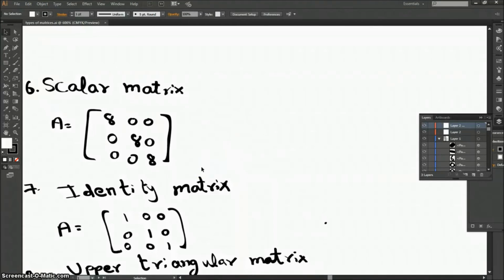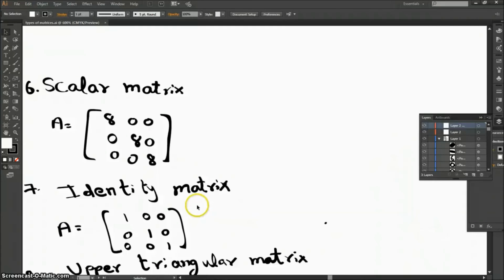Scalar matrix. A diagonal matrix whose diagonal elements are all equal is called a scalar matrix. Now look at this example A. It has to be a square matrix. What is the order? 3 by 3. Then look at the diagonal elements. These are diagonal elements. All diagonal elements are the same. So it is a scalar matrix.